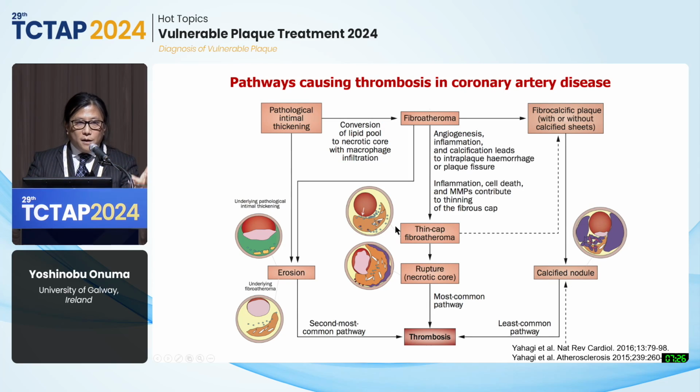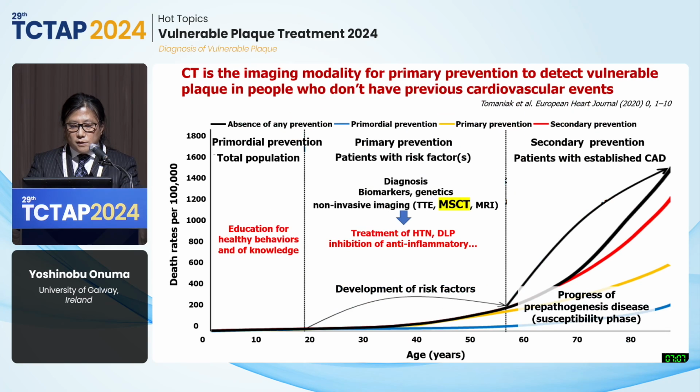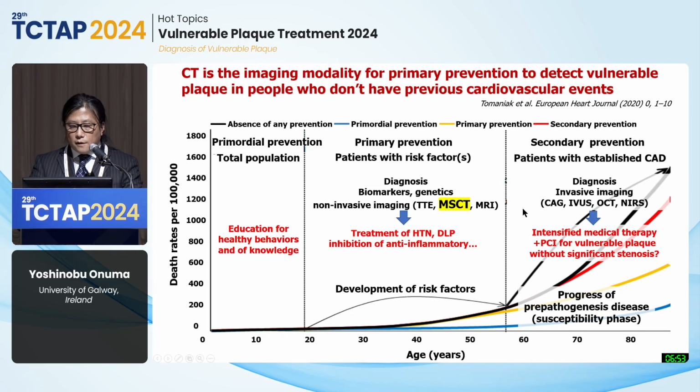I think Dr. Maehara already showed that slide, but just to remind you, the underlying plaque is 60 to 70% plaque rupture, 30% erosion, and 5% calcified nodule. And we want to really look at the precursors of those plaques in different imaging modalities. CT is suitable for imaging the primary prevention population because it is non-invasive and you can really screen patients who don't have previous cardiac events.